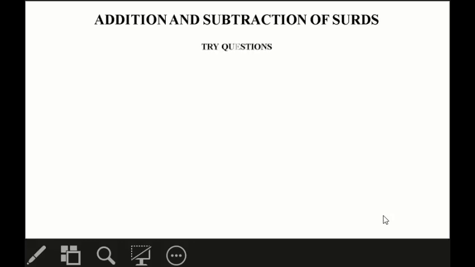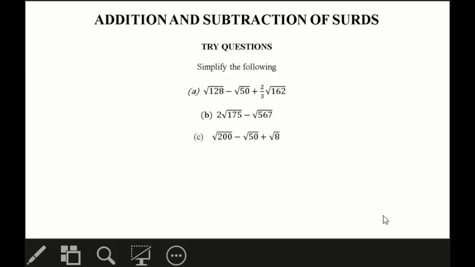Let's look at some trial questions. Simplify the following. A, we have root of 128 minus root of 50 plus 2 on 3 root 162. B, we have 2 root 175 minus root of 567. C, we have root of 200 minus root of 50 plus root of 8. So these are the three examples we want you to try on your own.